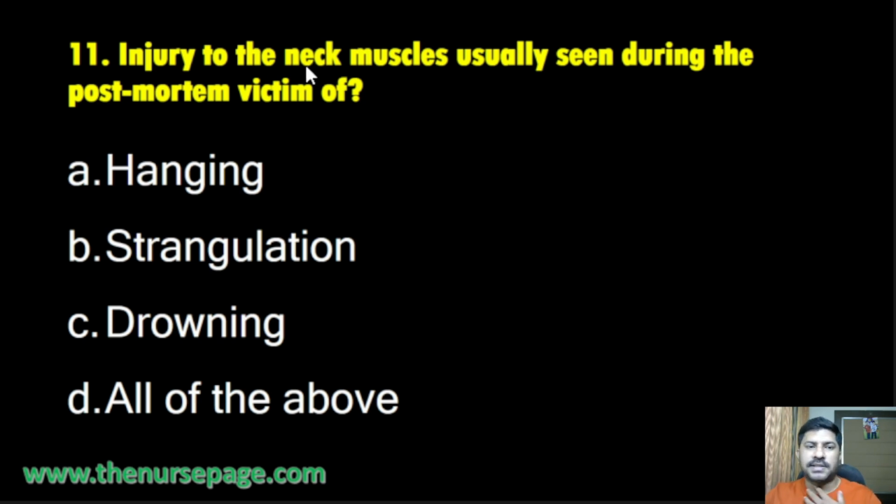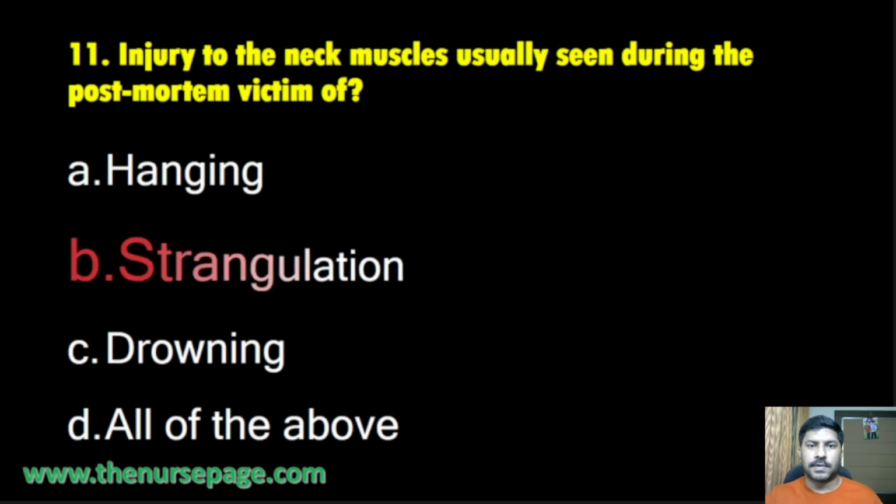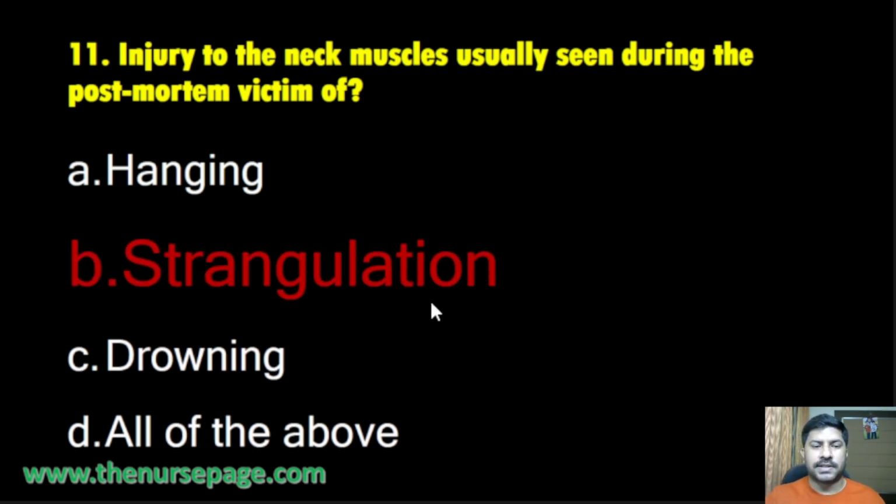Injury to the neck muscles is usually seen in the case of strangulation, or murder with strangulation. In that case, injury to the neck muscle will usually be visible at the time of post-mortem study. In the case of hanging, there will not be injury to the muscle. That is the important finding, the difference between hanging and strangulation. In hanging, injury to the muscles usually will not be there. In the case of strangulation, injury to the muscles will be there. So here the answer is strangulation.